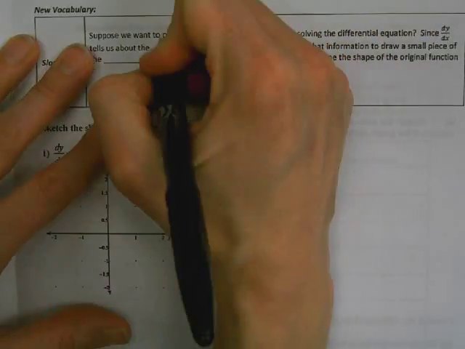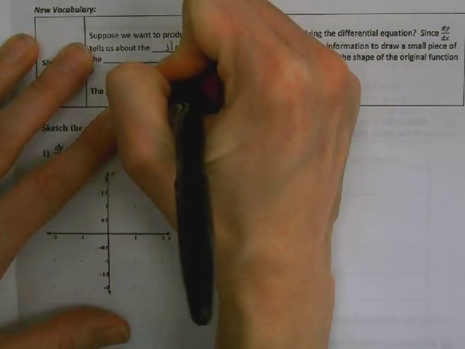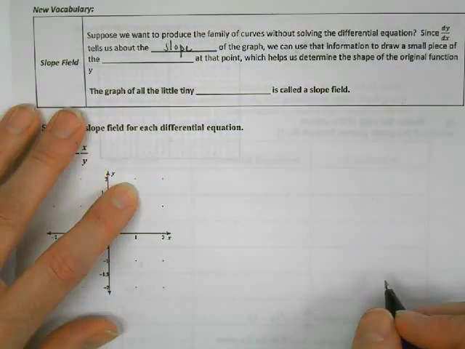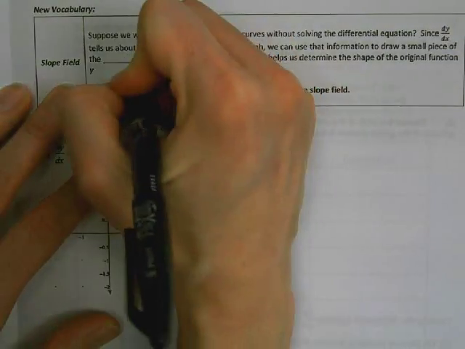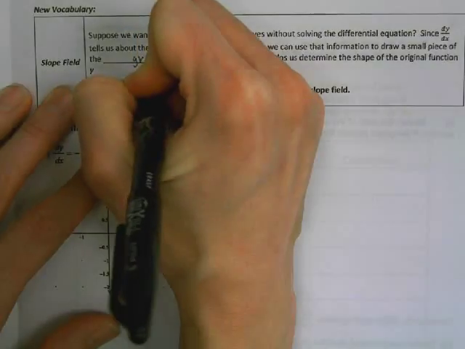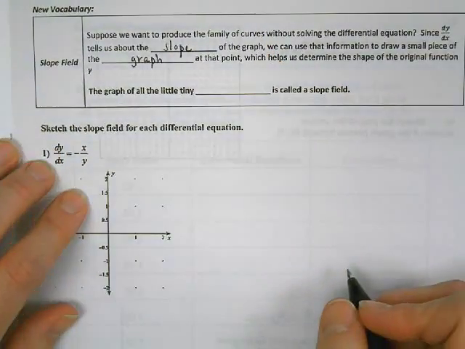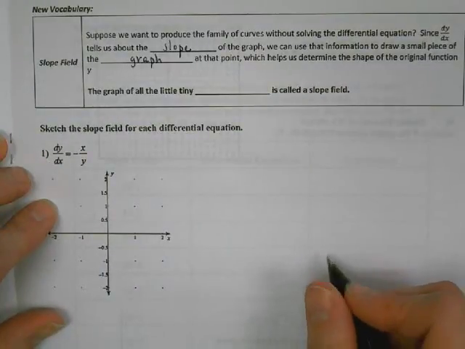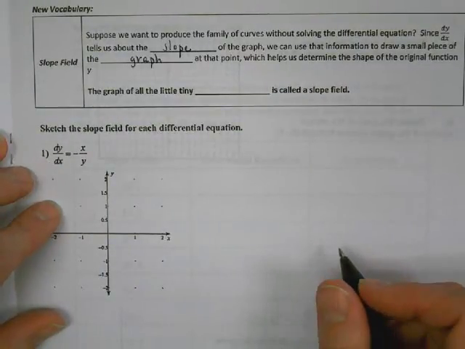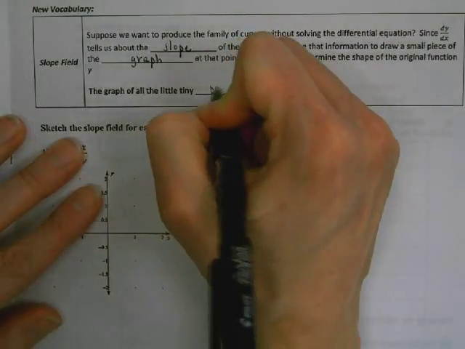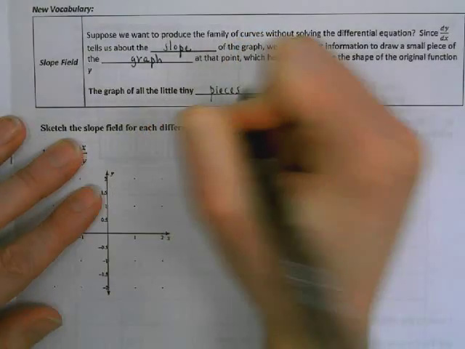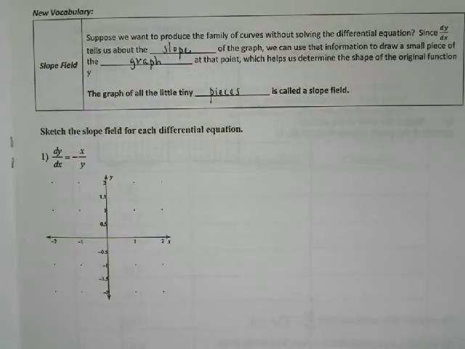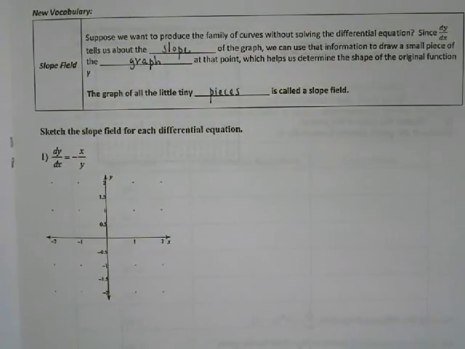Since dy/dx tells us about the slope of the graph, we can use that information to draw a small piece of the graph at that point, which helps us determine the shape of the original function y. And so when we put together all the little tiny pieces, that is what we call our slope field. And so that's what we're going to work on putting together in these next couple of examples.